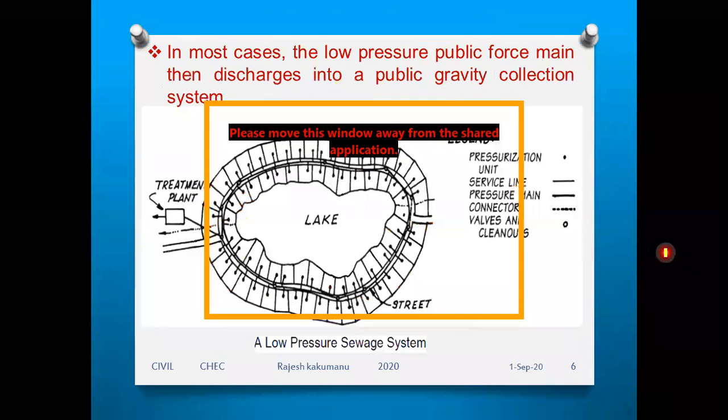Understand? Next, if you see the legend, if you see the layout, so for example this is a lake.